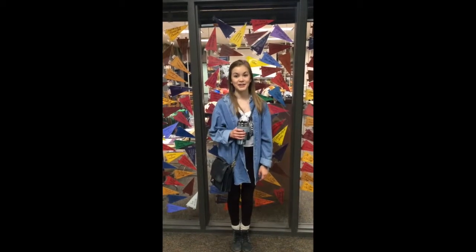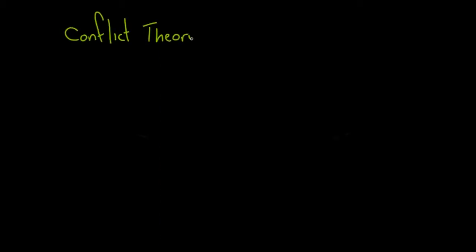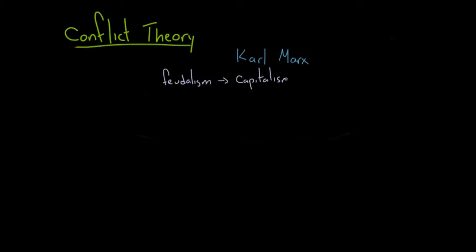I'm Professor Howard, and this is an explanation of conflict theory. Conflict theory is a way of studying society that focuses on the inequalities of different groups in a society. It is based on the ideas of Karl Marx from the 19th century, who believed a society evolved through several stages, the most important of which were feudalism, capitalism, and finally socialism.